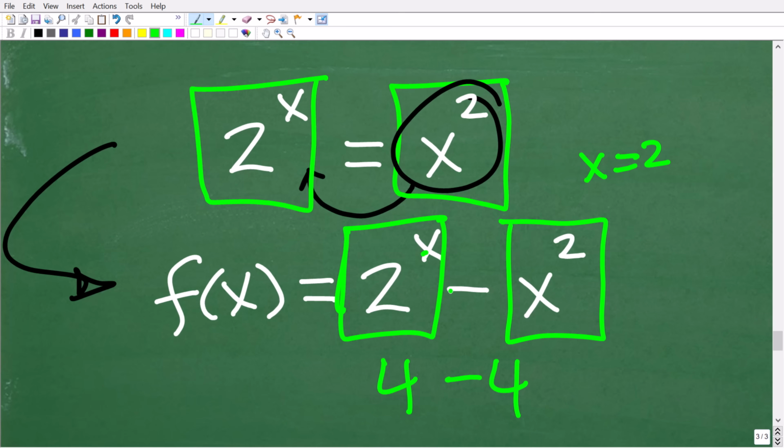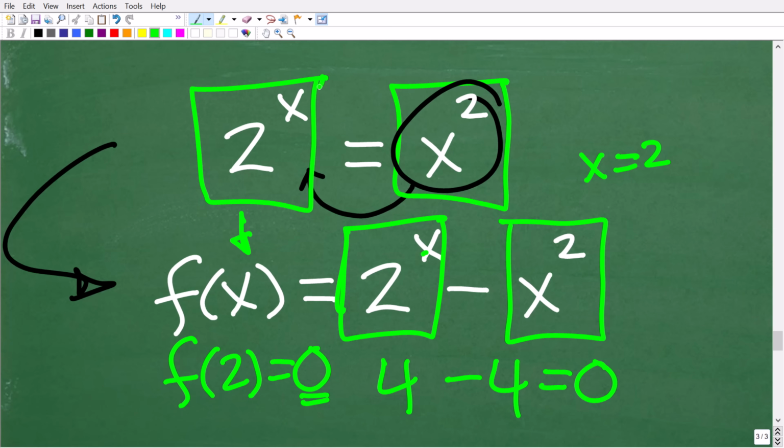So if I had this function, f of x is equal to 2 to the x minus x squared, and I evaluated it for f of 2, I would get 0, right? Because I would end up with 4 minus 4, or 0. Okay, so this is going to really help us out because now we're going to test values of x on this graph, and we're going to be looking for values that get us pretty close to 0 or exactly to 0, and this is how we're going to find that last solution.